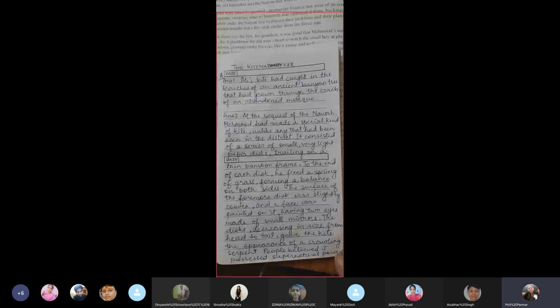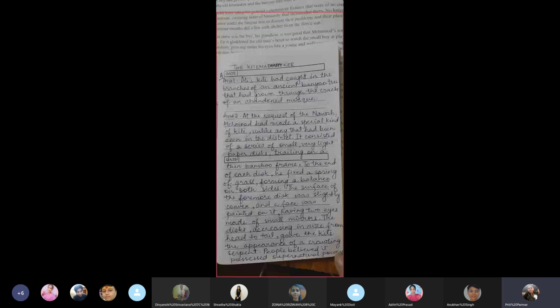I repeat again quickly now. At the request of the Nawab, Mahmud had made a special kind of kite, unlike any that had been seen in the district. It consisted of a series of small, very light paper discs trailing on a thin bamboo frame. To the end of each disc, he fixed a spring of grass, forming a balance on both sides. The surface of the former disc was slightly convex, and a face was painted on it, having two eyes made of small mirrors.